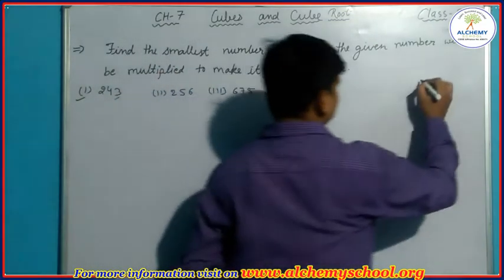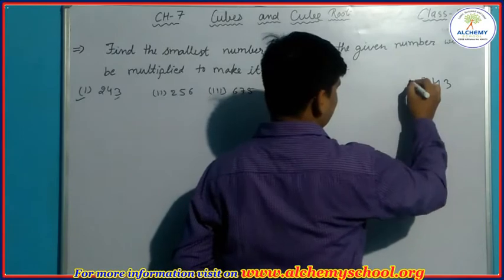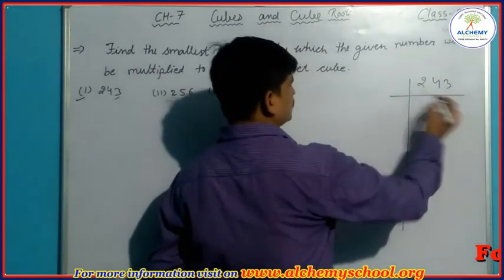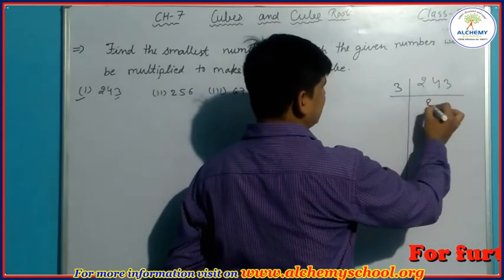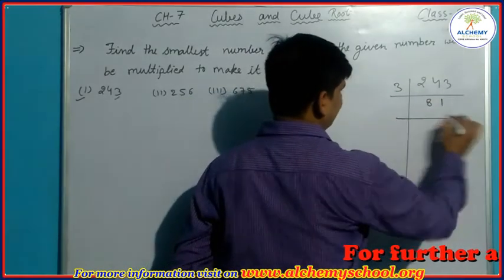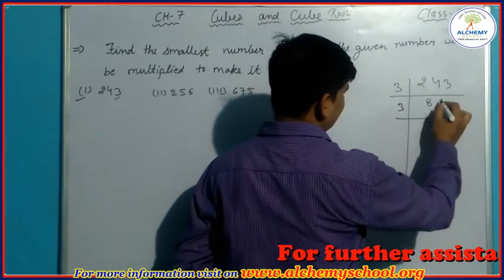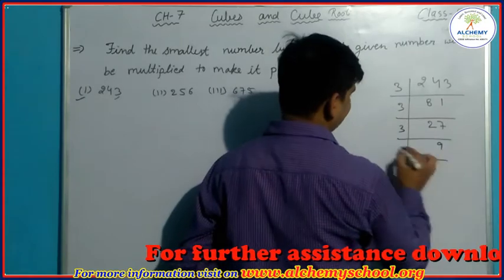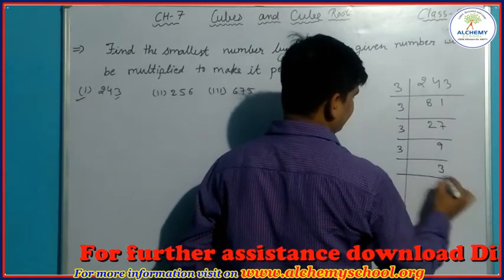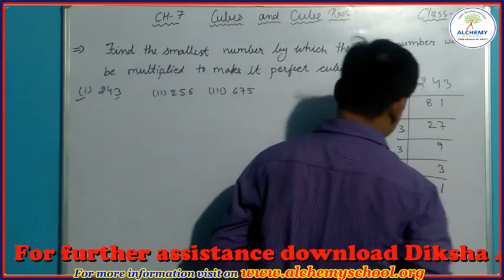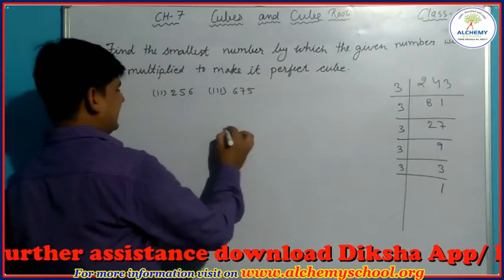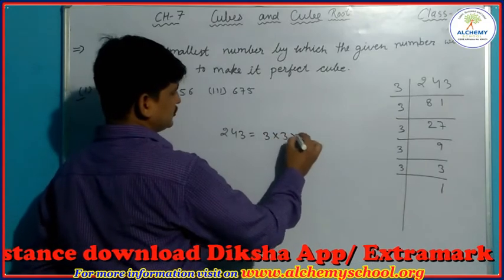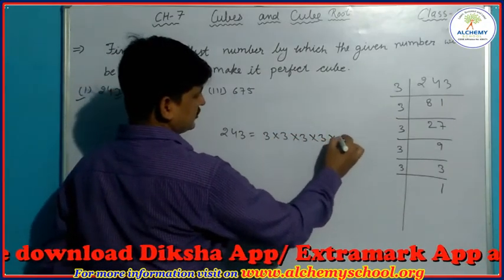When we factorize 243, we know that 243 is an odd number, so we cannot divide it by 2. So let's try with 3. 3 8s are 24, 3 1s are 3, 3 2s are 6 and 3 7s are 21, 3 9s are 27, 3 3s are 9 and 3 1s are 3. So 243 can be written as 3 into 3 into 3 into 3 into 3.